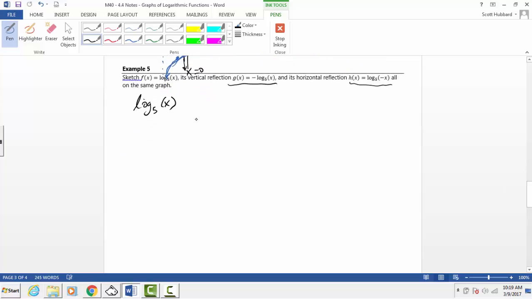So we'll take the parent graph again, which is log base 5. It starts here at (1, 0). The key points are 2, 3, 4, 5, like that. It has x equals 0 as its asymptote, and so again, this is the same graph we've been talking about. So this is the parent graph.